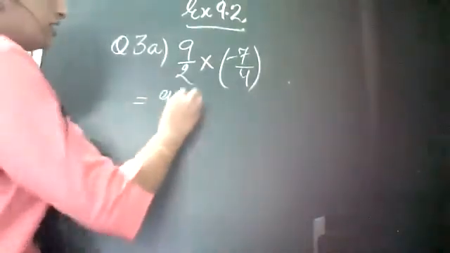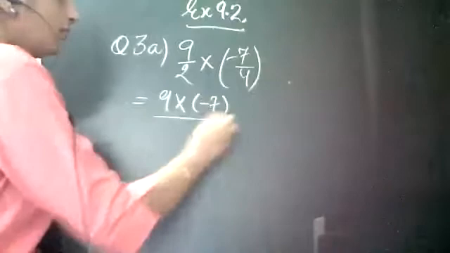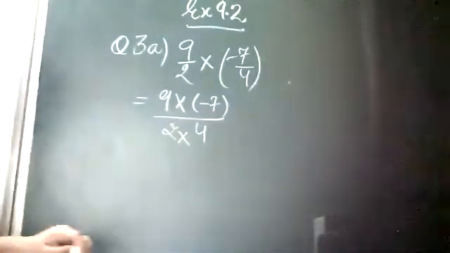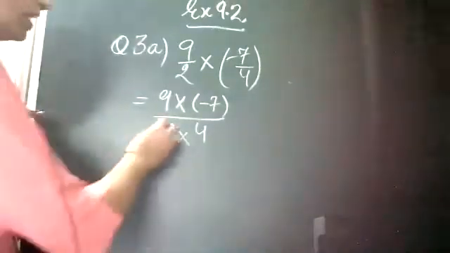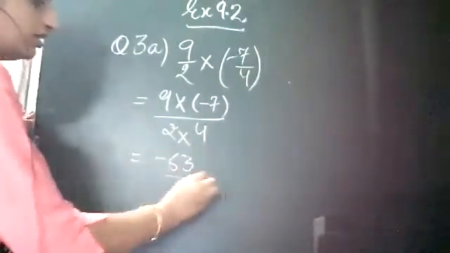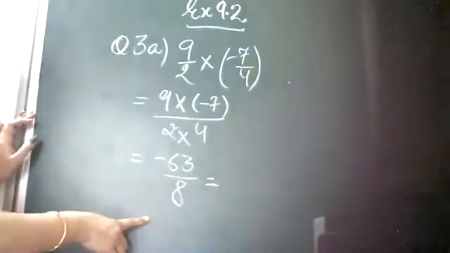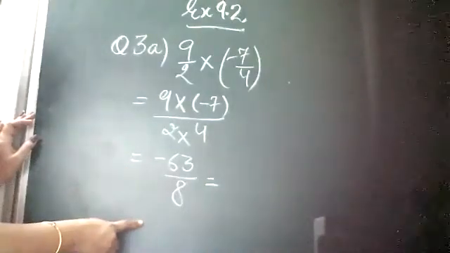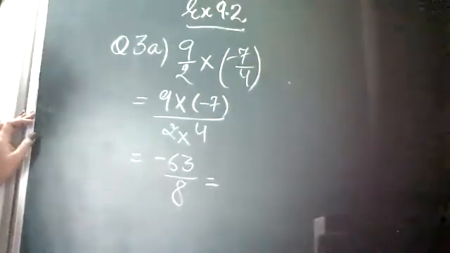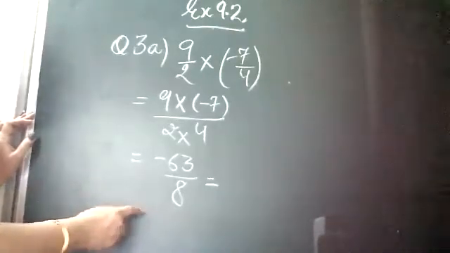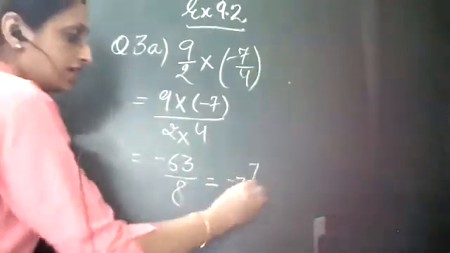So 9 multiply minus 7 upon 2 multiply 4. 9 sevens are 63, it should be minus 63. 2 fours are 8. As you can see, this is an improper fraction here. The numerator is greater than the denominator. So we are going to change it into the mixed fraction. Minus 63 upon 8 will become minus 7 whole 7 by 8.